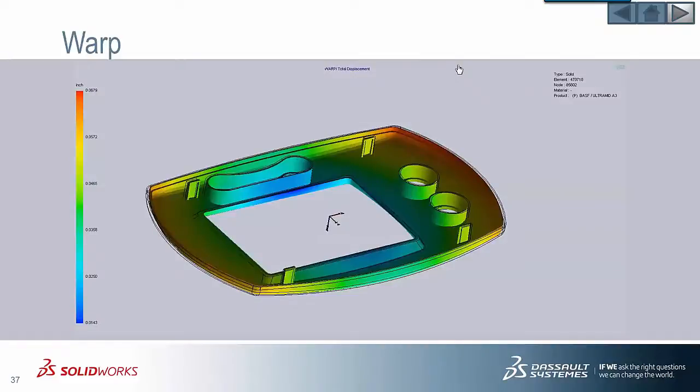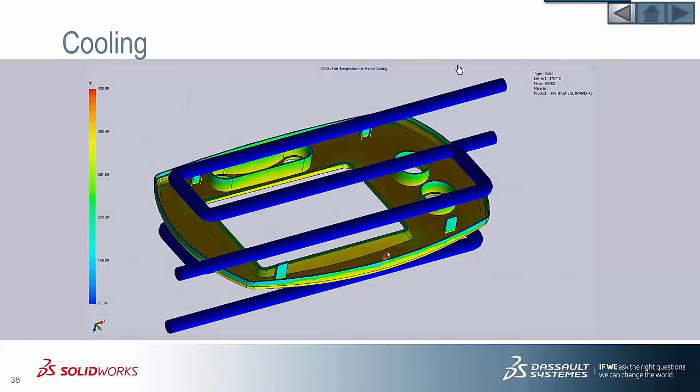Why we're all here is to look at the warp of our plastic parts. Here the wireframe shows the original position, and then we see where the product warps to afterwards. Now, if we want to model more of the mold, we can create a virtual mold with our cooling lines in it. And again, these can be created from simple sketch entities inside of SOLIDWORKS.